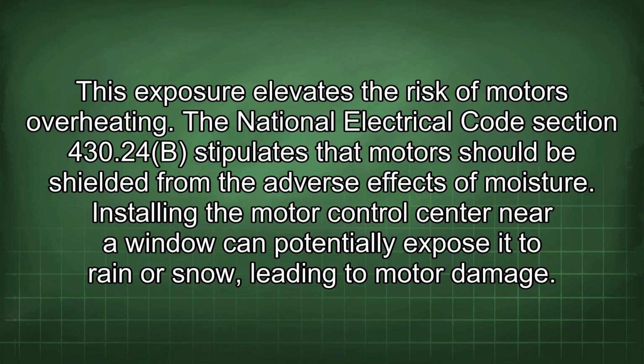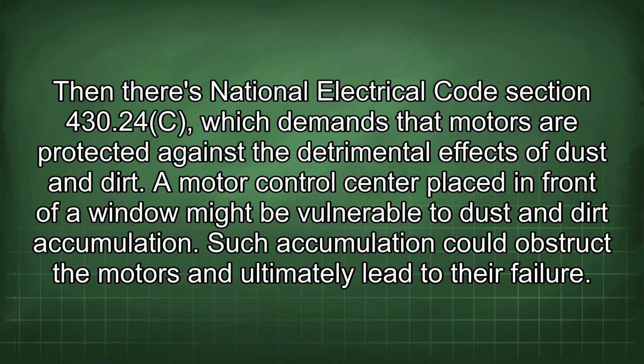The National Electrical Code Section 430.24b stipulates that motors should be shielded from the adverse effects of moisture. Installing the motor control center near a window can potentially expose it to rain or snow, leading to motor damage. Then there's National Electrical Code Section 430.24c, which demands that motors are protected against the detrimental effects of dust and dirt. A motor control center placed in front of a window might be vulnerable to dust and dirt accumulation. Such accumulation could obstruct the motors and ultimately lead to their failure.